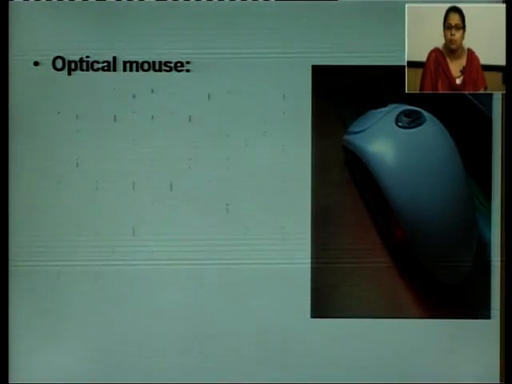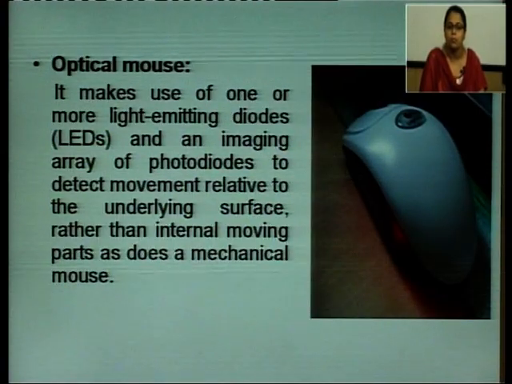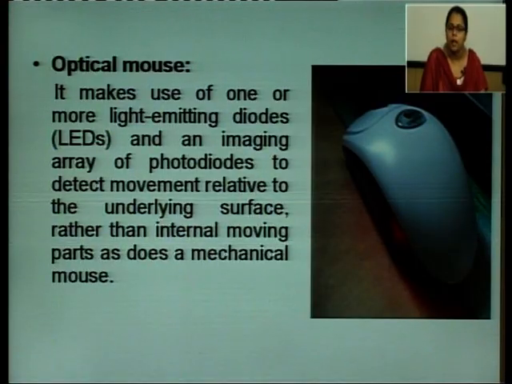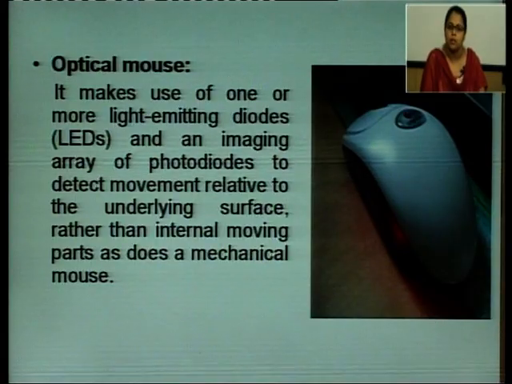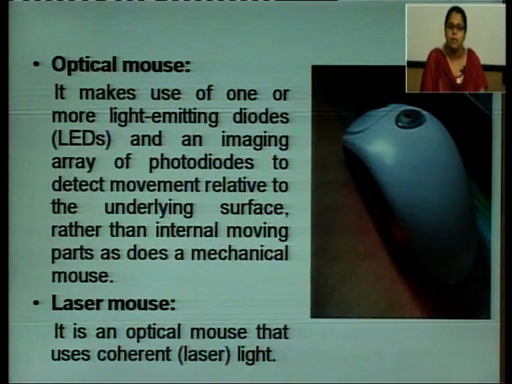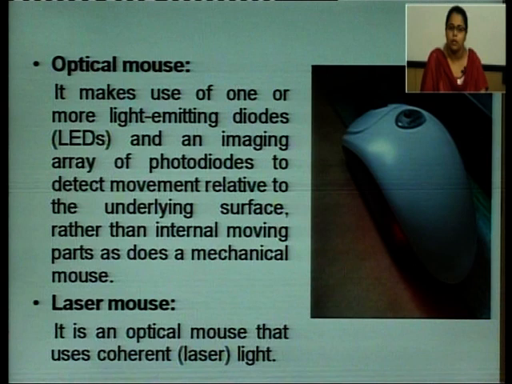Second is the optical mouse. It makes use of one or more light emitting diodes and an imaging array of photodiodes to detect movement relative to the underlying surface, rather than moving parts as does a mechanical mouse. That means it doesn't contain a ball inside it. Instead of that, it contains light emitting diodes. One example of such an optical mouse is the laser mouse, which makes use of coherent light, that is laser, for determining the movement on the surface of the screen.